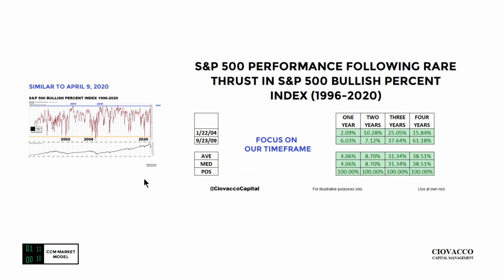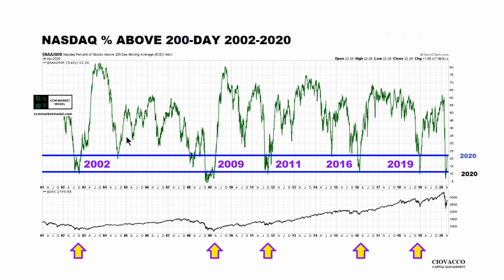Is there anything else? Yes, percent of NASDAQ stocks above their 200-day moving average. This move here occurred here, here, here, here, and here. Those are the only instances dating back to 2002, using all of the data that we have. How did the S&P 500 perform walking forward from this point, this point, this point, this point, and this point?